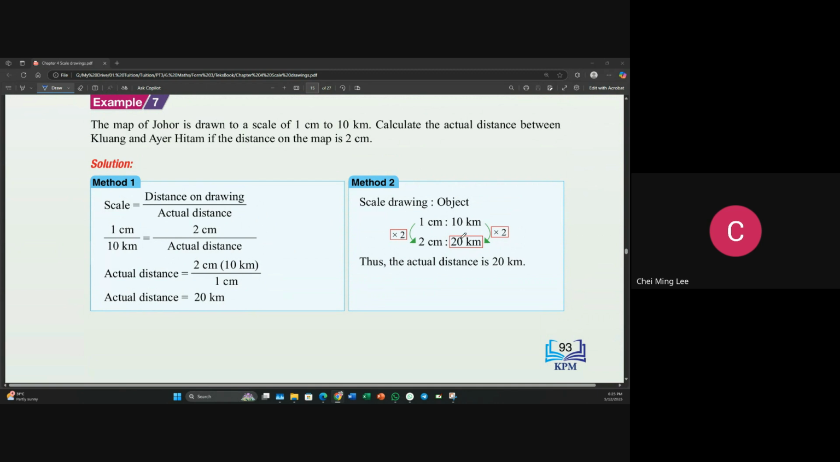Or you can use this one. This one normally, I don't know nowadays, but in our time we called it the comparison method. It means I compare left to right, 1 to 10. Now this one is 2, so it means times 2. Times 2 here, also need times 2. Now it becomes 20 kilometer. This one is also usable. Actually, in science, when you go to a higher level, we mostly use comparison. We seldom use method 1. Why? It's very long. Try to imagine.